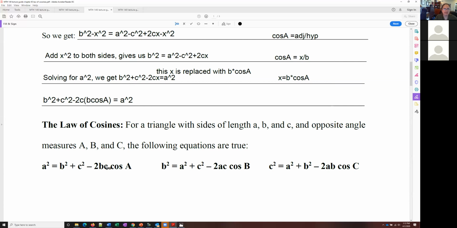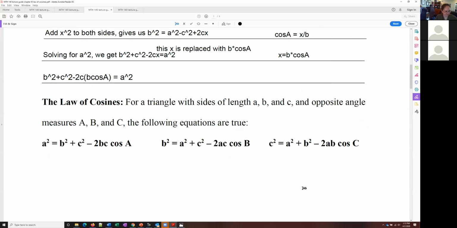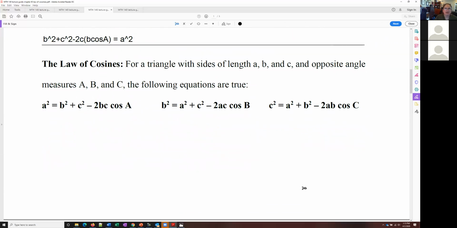We did a squared, and we got that it was equal to b squared plus c squared minus 2bc cosine A. Notice I flipped the b and the c around, but that's okay. It doesn't matter what order you multiply in. We also get that b squared is equal to a squared plus c squared minus 2ac cosine B, or c squared is equal to a squared plus b squared minus 2ab cosine C. Okay, so those are called the law of cosines. Any questions so far?